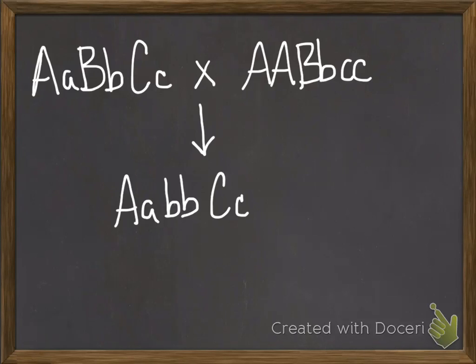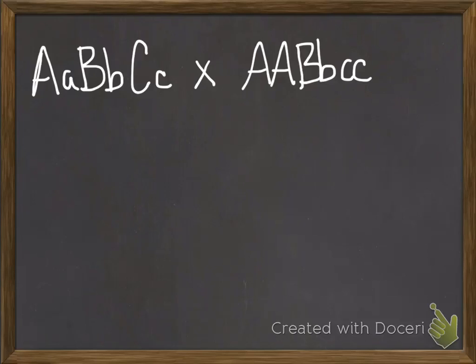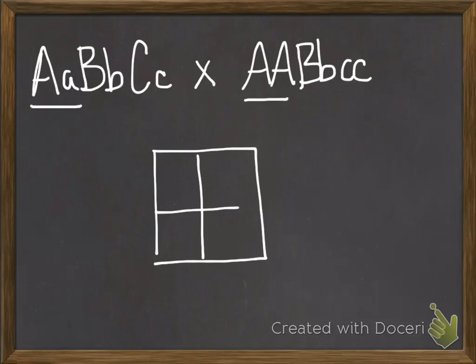So to do this problem, you can look at the genes separately. You can consider each one first and then multiply their probabilities together. For example, let's look first at the A gene. You could draw a Punnett square for this one, and just fill it in as usual.